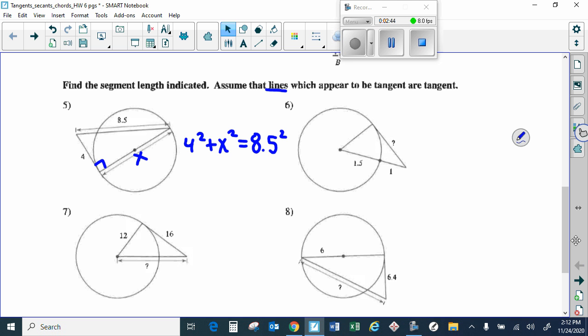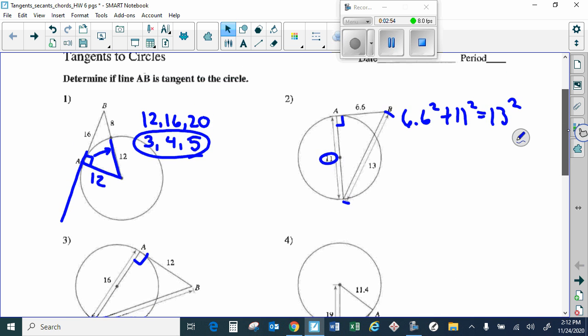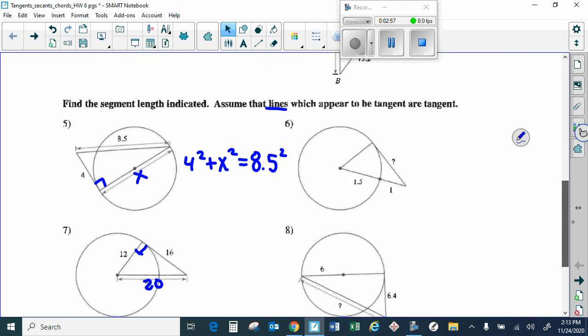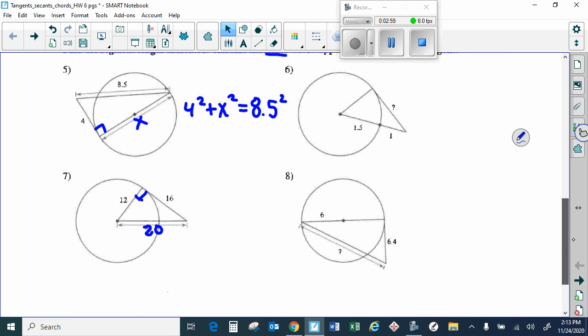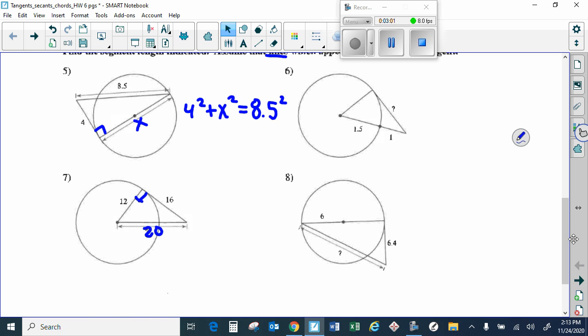Okay, here, right triangle. So again, we have 12, 16. We know this must be 20. We just did it up there in number 1, 12, 16, 20. Okay, so that length has to be 20. All right, next page.